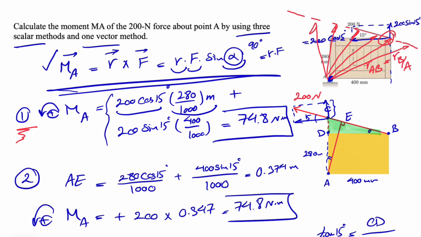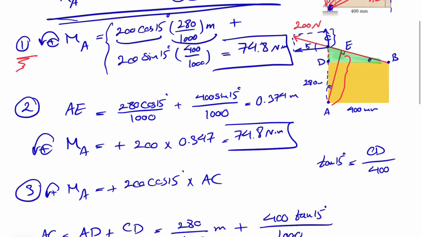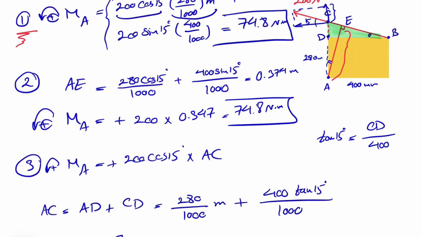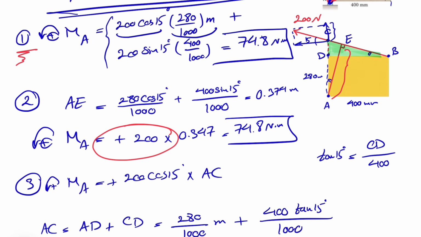Here, point B is a good point. As long as we can find the AB easy, we won't be dealing with any force with cosine of 15 or sine of 15. So just have the value of the force 200 times the distance vector.